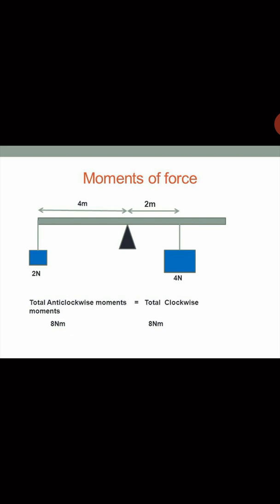Now let's see the left hand side of the black triangle, the pivot, that is anti-clockwise. So the anti-clockwise moment will be, what's the force on the left hand side? It is 2 Newtons while the distance is 4 meter from the pivot. So 2 into 4 gives you 8 Newton meter. So here the clockwise moment is 8 Newton meter and the anti-clockwise moment is also 8 Newton meter. So when clockwise and anti-clockwise moments are equal, then we say that the forces are balanced. So this is the principle of moment.